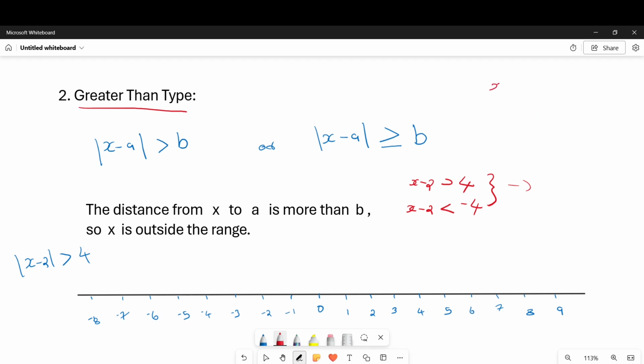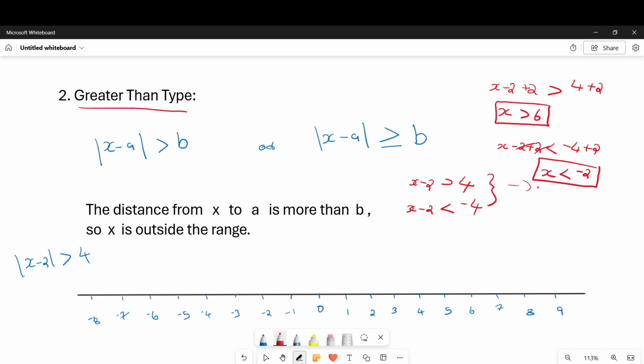The first one is x minus 2 plus 2 greater than 4 plus 2, so x greater than 6, the first x value. The second one is x minus 2 plus 2 less than minus 4 plus 2. The 2s cancel, so x is less than minus 4 plus 2, which is minus 2. These are the two cases, and I'm marking this here. So x is less than minus 2.